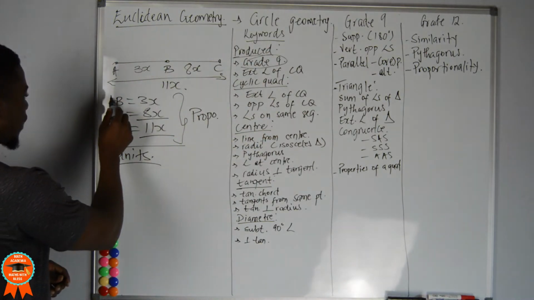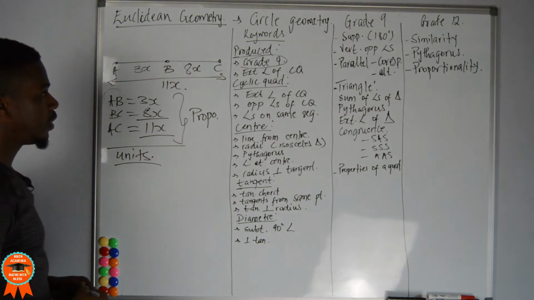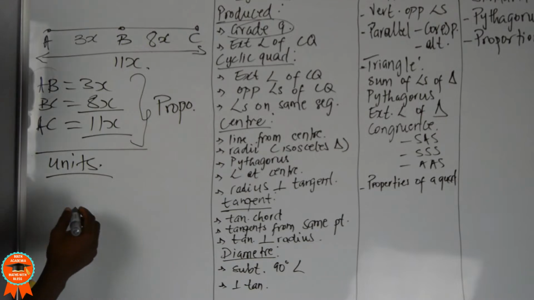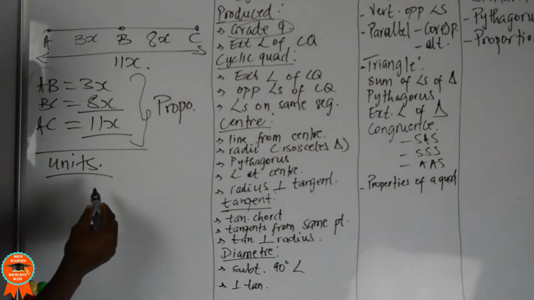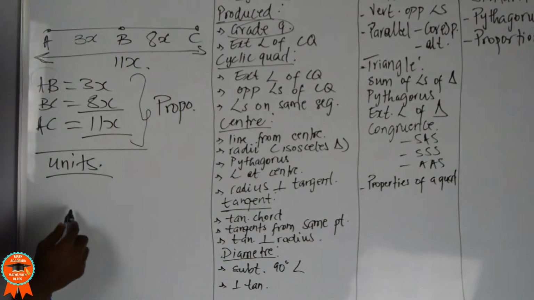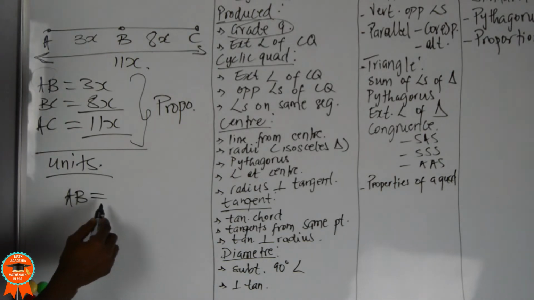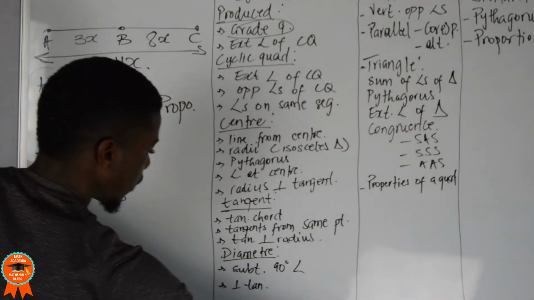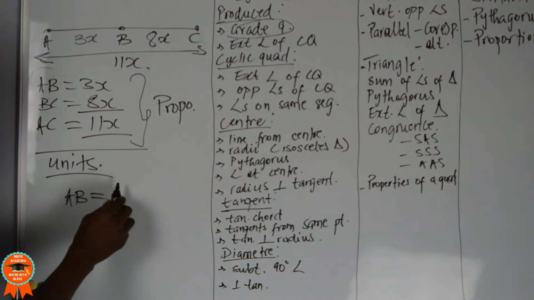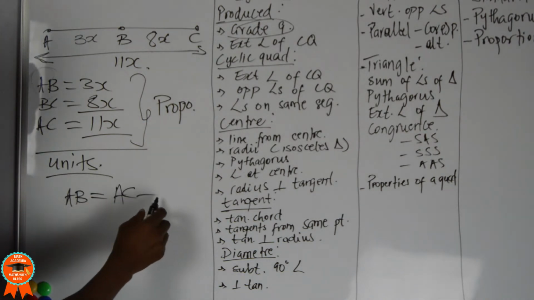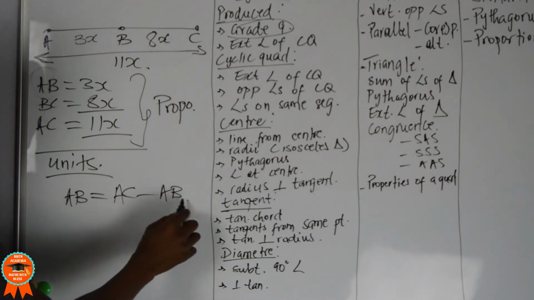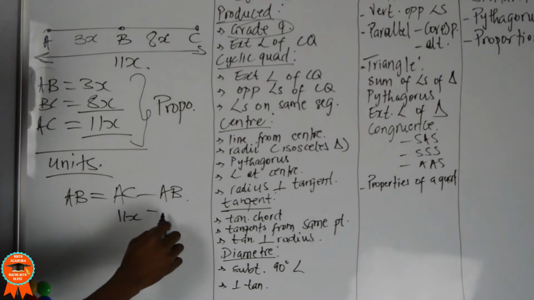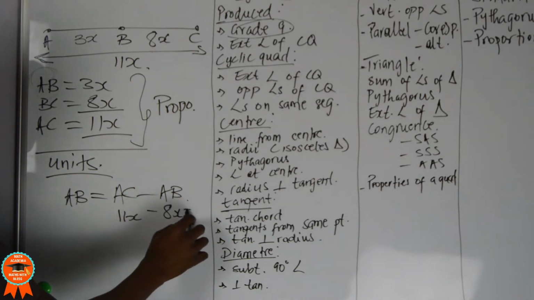So how can we express AB in terms of BC and AC? With proportion, AB is equal to, by distance, the whole side AC minus BC. That is AC is 11x minus 8x, and that will give us 3x.